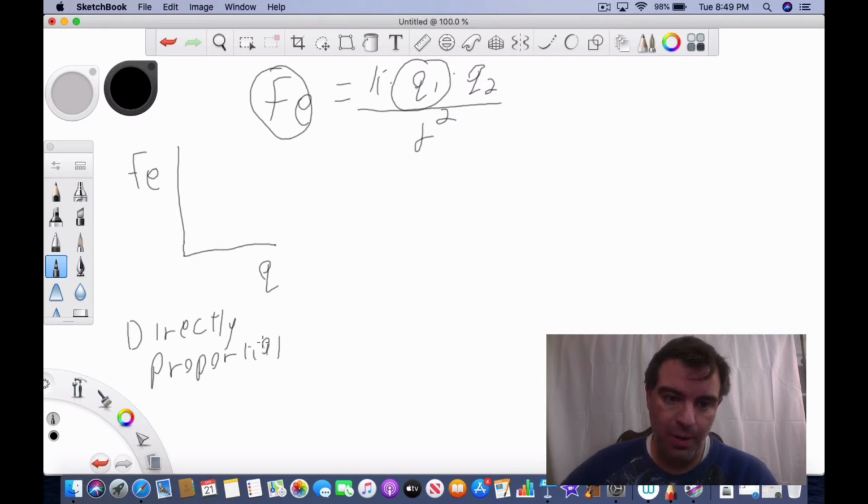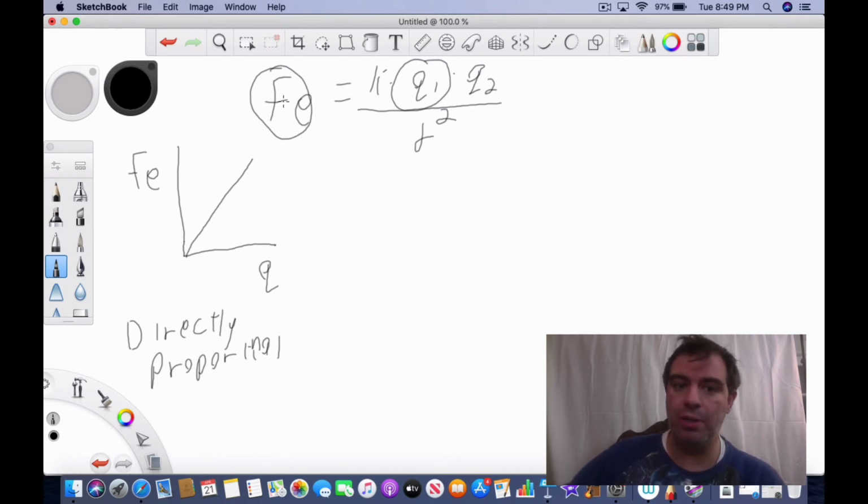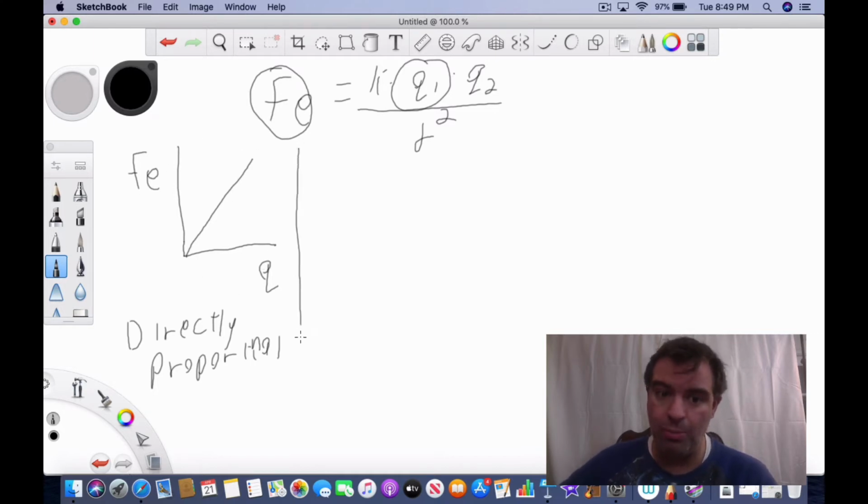If we were to graph it, it would be a straight line simply going like that. And it doesn't matter which one it is. It could be F_e versus q1 or F_e versus q2. They will always have pretty much the same graph because of the relationship that they have.